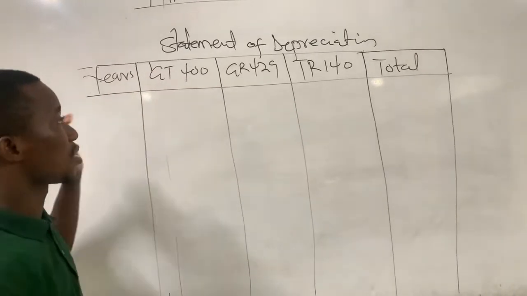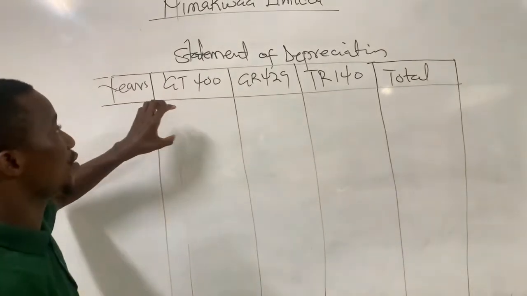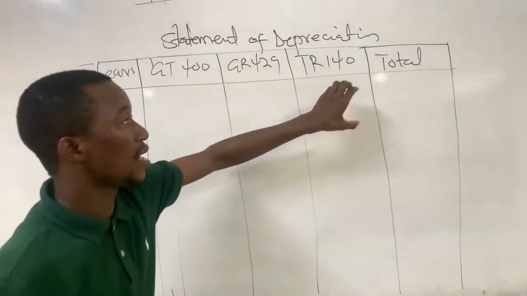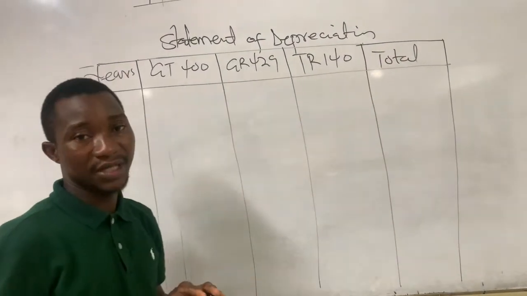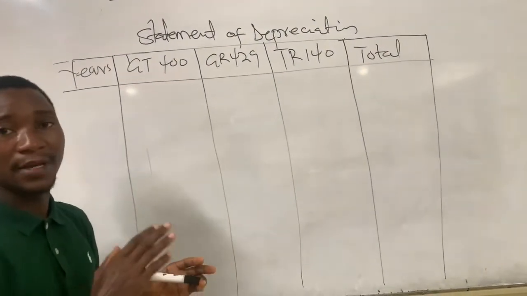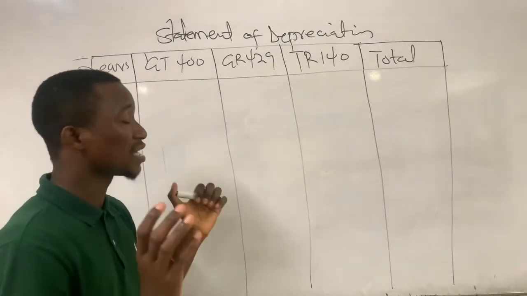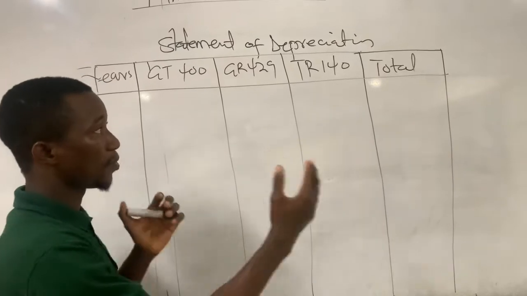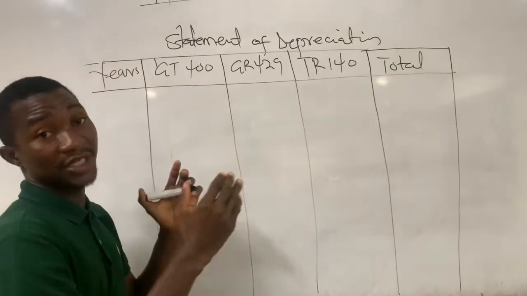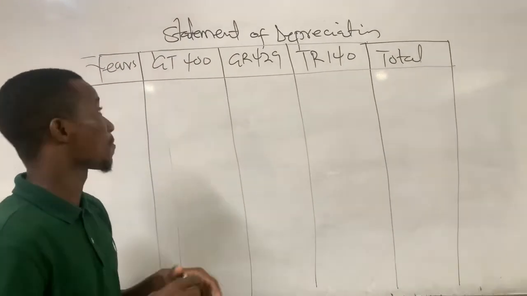Is that okay? So that at the end of the period, we add all the motor vehicles and bring them to the annual depreciation, the total annual depreciation. But if it were maybe motor vehicle and furniture and fittings, we wouldn't have combined the two. We should have prepared the statement of depreciation separately. Is that okay? So take notes.